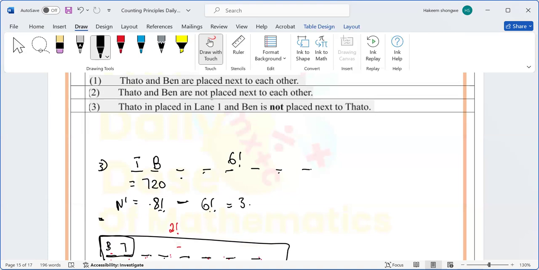You get 39,600. This is the number of ways in which Tato is placed in line 1 and Pen is not placed next to Tato.